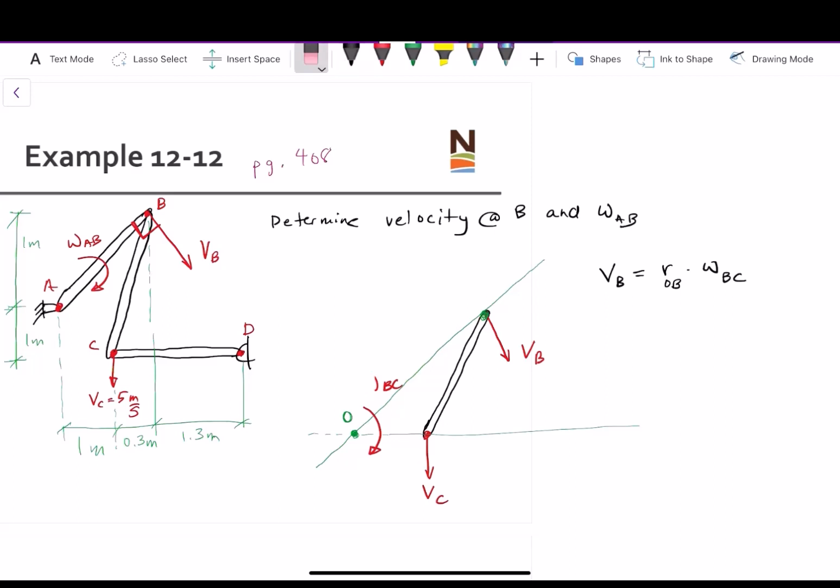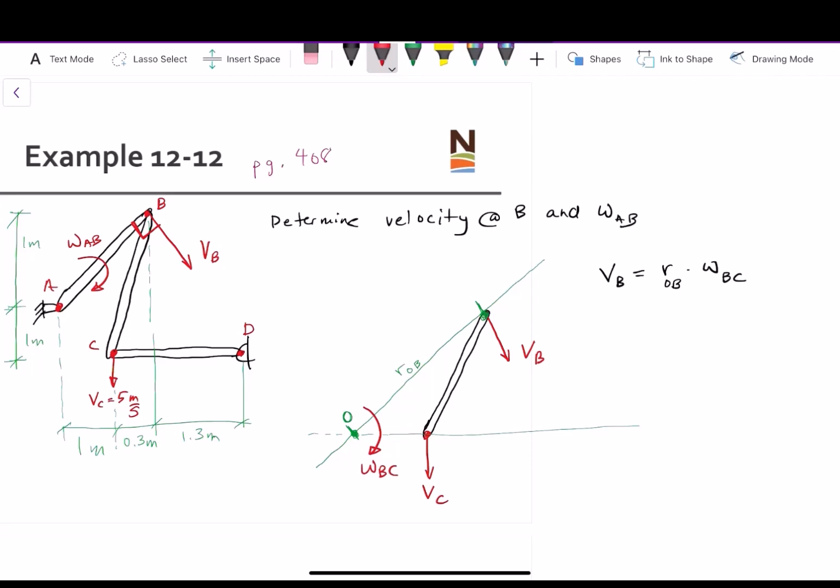I'm just going to move that omega BC out of the way so you can see that I'm talking about this radius arm right here, R_OB. So I would need to know the distance from O to B, and we also have the angular velocity BC. If we can find those two, then we would be able to calculate the velocity at B.